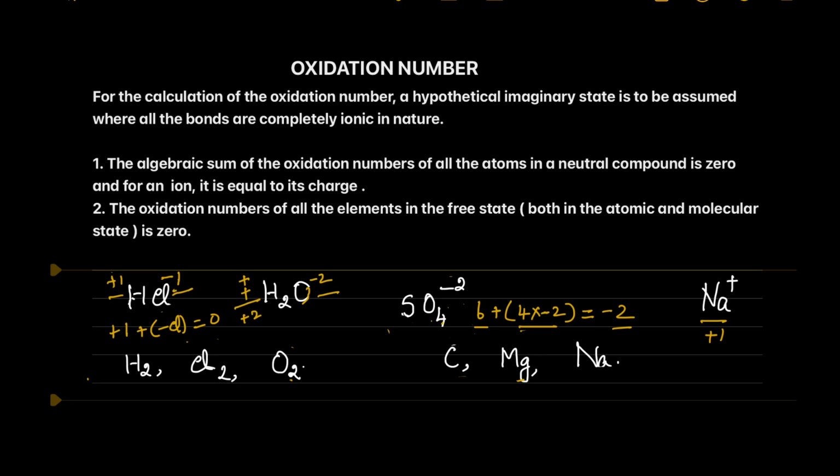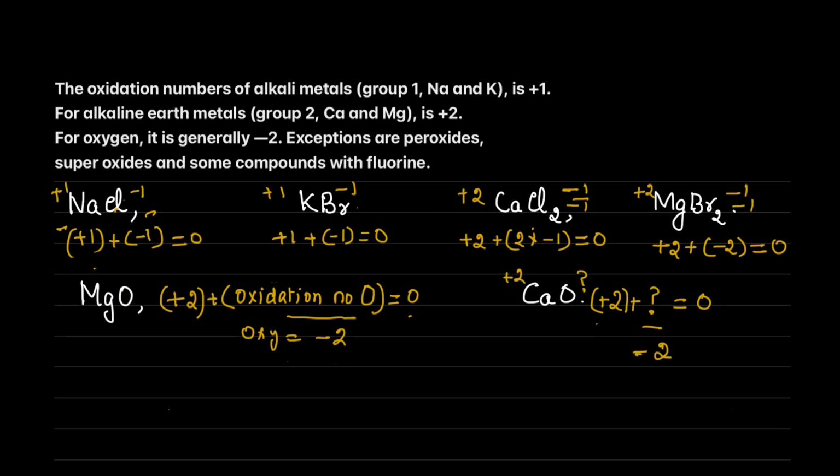The next point is that the oxidation number of the elements in the free state, whether they are in the atomic or molecular state, is 0. Carbon, magnesium and sodium exist as simple atoms and their oxidation number is 0. Whereas hydrogen, chlorine and oxygen exist as diatomic molecules and their oxidation number is also equal to 0. Sodium and potassium are group 1 metals. They are known as alkali metals and their oxidation number is +1.